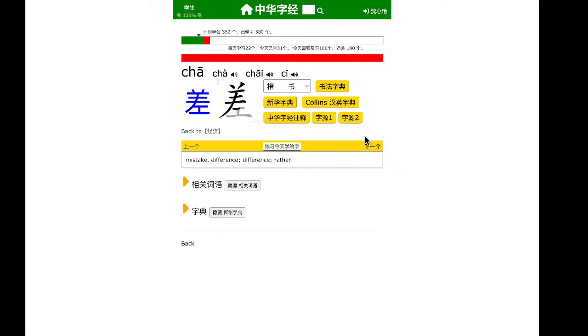Cha. This is different from the other one because it's a different tone. Cha means a mistake or a difference between two things. If it's a mistake, it's the difference between the correct way and the way that you did it. 差错. 错 is wrong, 差 means the difference. You have deviated from the correct one. I don't know why it said difference twice.